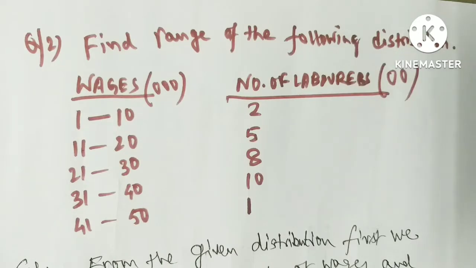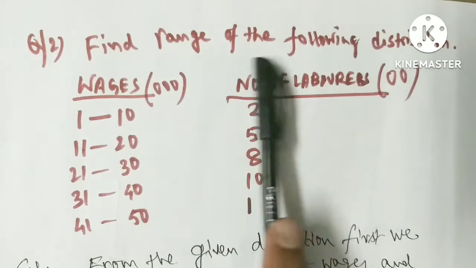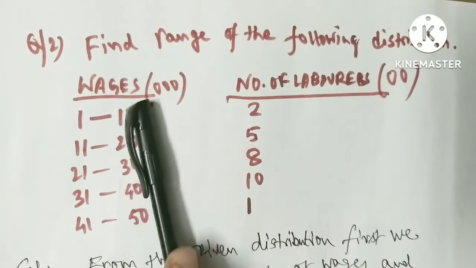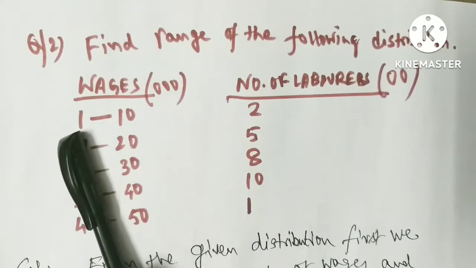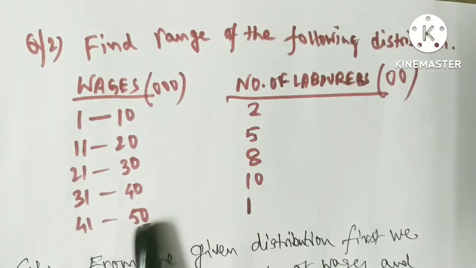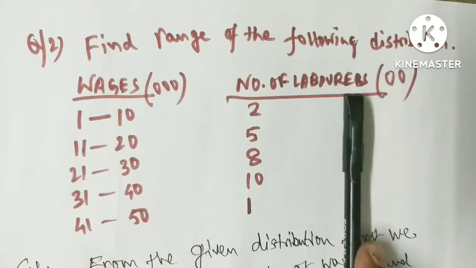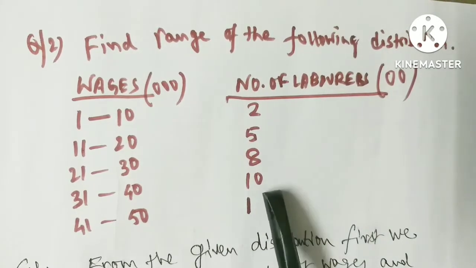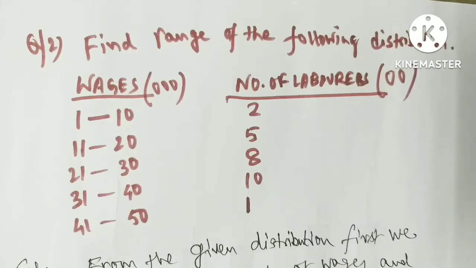Now we present an example of a grouped frequency distribution and finding range. Find range of the following distribution. This is a wages distribution. Wages in thousands are 1 to 10, 11 to 20 and so on, up to 41 to 50. Number of laborers are measured in hundreds, that is 2, 5, 8, 10 and 1.